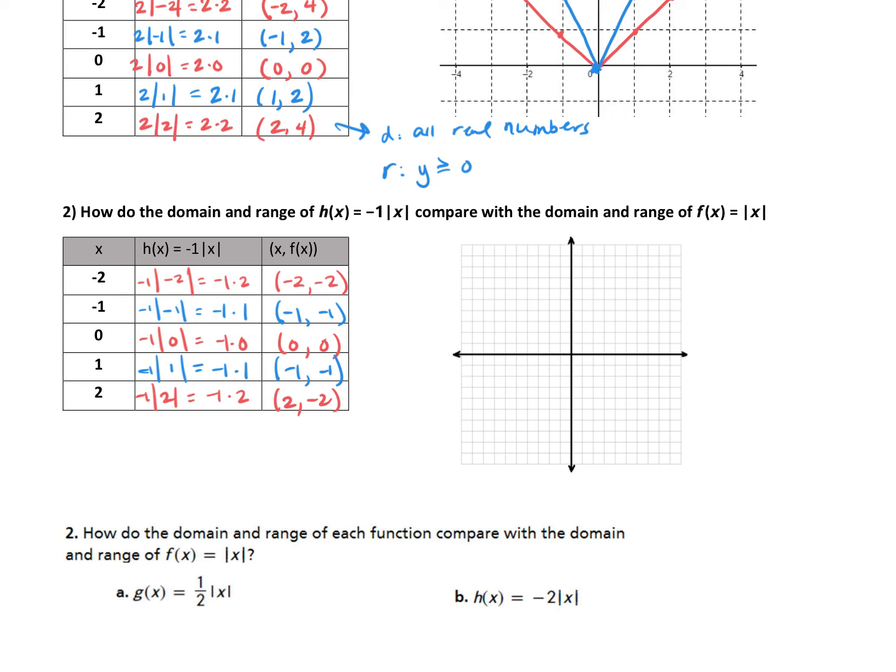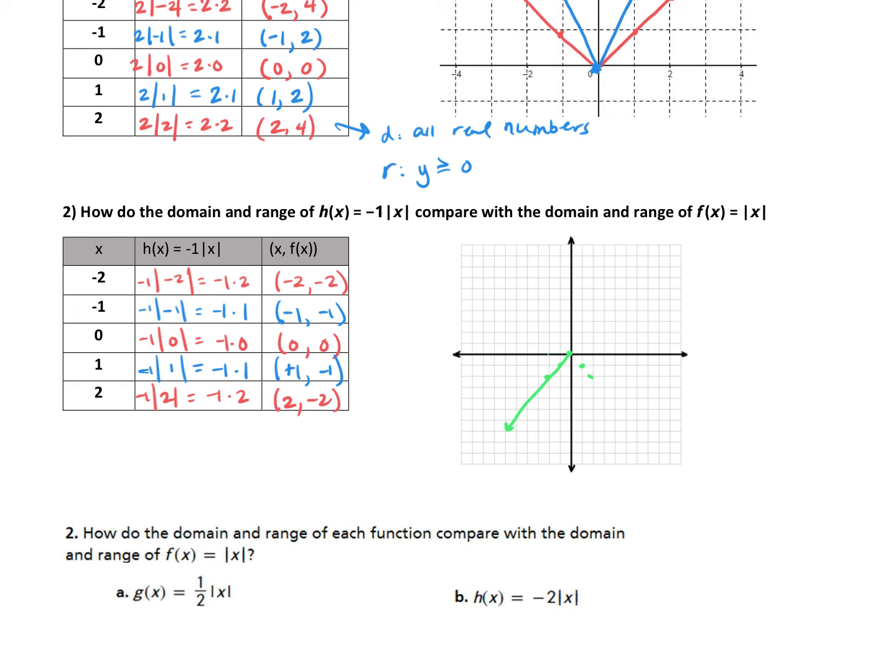Did you guys catch that I wrote this input as a -1, but our x value is a positive 1? So sorry about that. That's a positive 1. I was trying to go fast, so this wasn't a super long video, and look at that, I made a mistake. Okay, so we're going to plot these points. We have -2, -2. We have -1, -1, 0, 0, 1, -1, 2, -2.